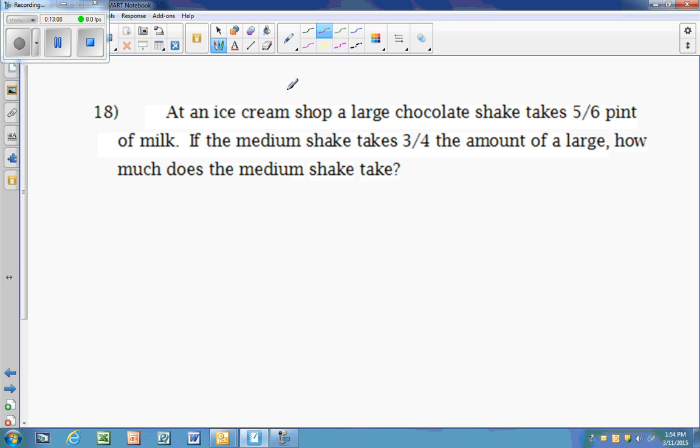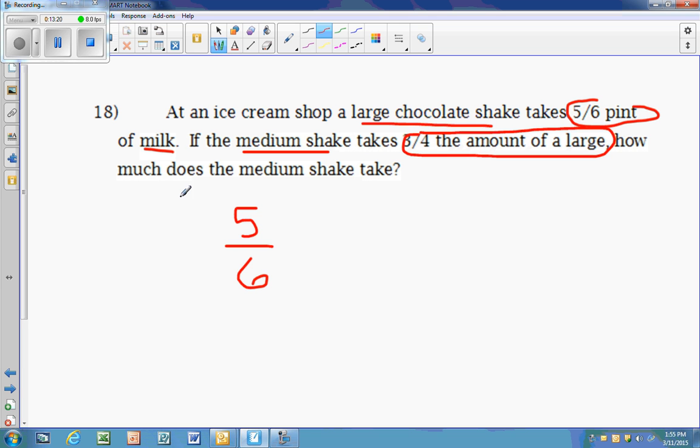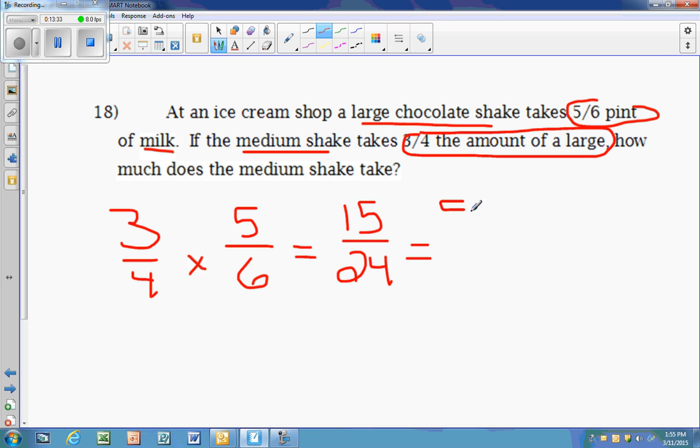Next, at an ice cream shop, a large chocolate shake takes 5/6 of a pint of milk. So this is his large one. If the medium shake takes 3/4 of the large, how much does a medium shake take? It would be 15/24. When I look at 15/24, I need to realize that I need to divide them both by 3, and I would get 5/8.